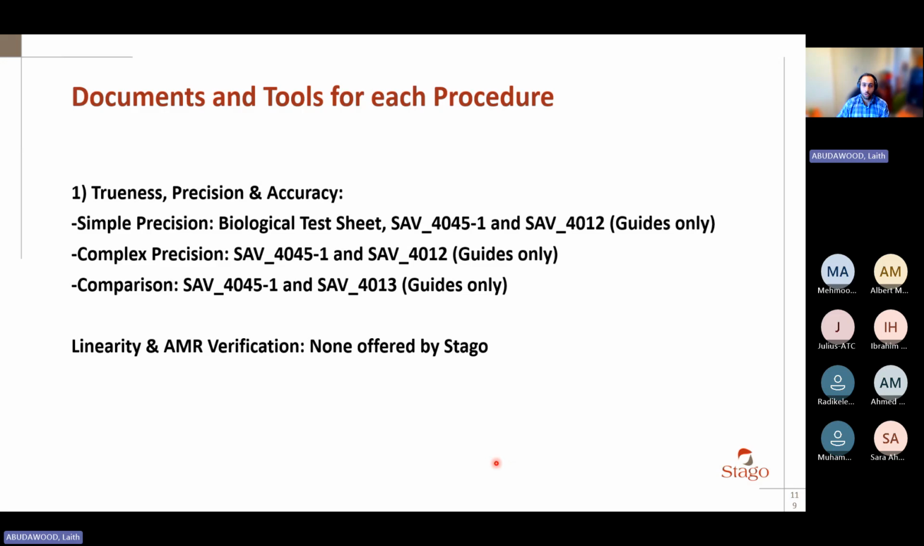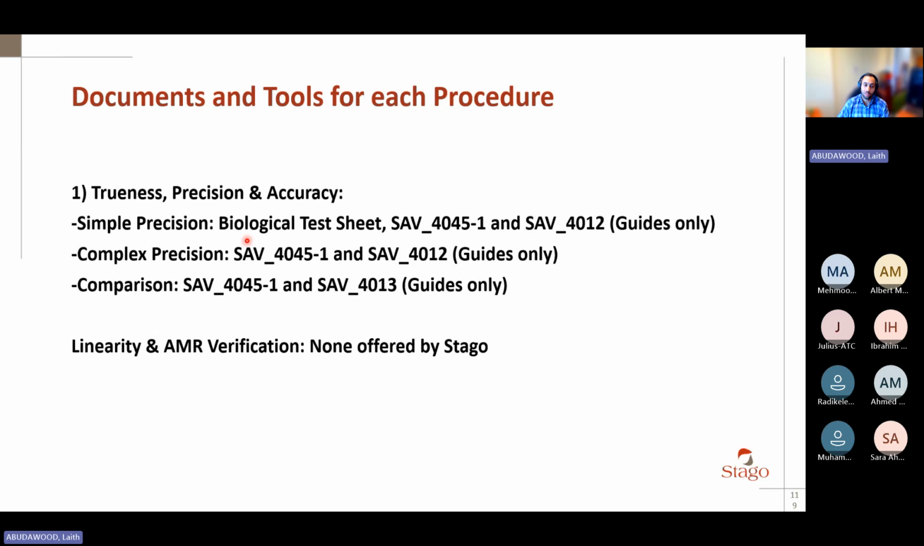So what are the documents and tools for each of the procedures? Okay, I mentioned this to you. This SEV, so and so, this is the number of the document. This is the name of the document internally for Stago. But I labeled them for you and I gave them to you on the WhatsApp group. And they are all labeled with these names, so you can use them.